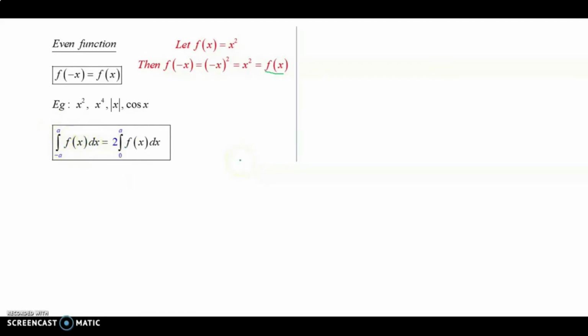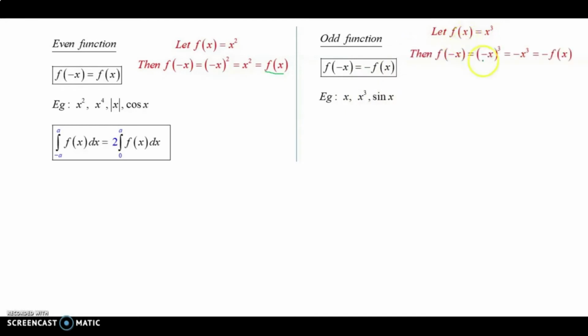Next, the odd function. A function f of x is said to be an odd function if f of minus x equals minus f of x. Examples are x, x cube, sin x, tan x, etc. Let us consider one example. Let f of x equal x cube. Replace x by minus x. Then we get minus x the whole cube, which is the same as minus x cube. That is minus of f of x. So f of minus x equals minus f of x. Therefore, it is an odd function.